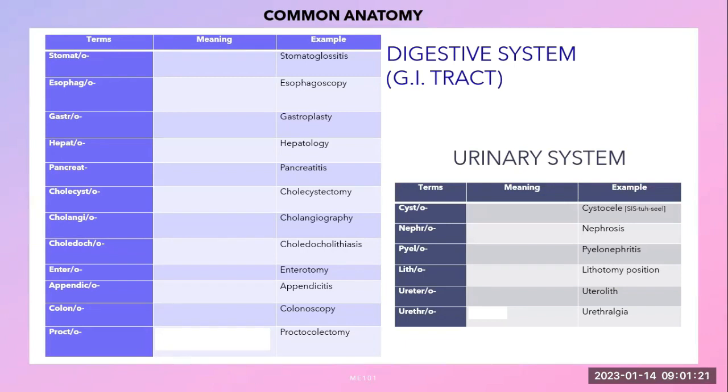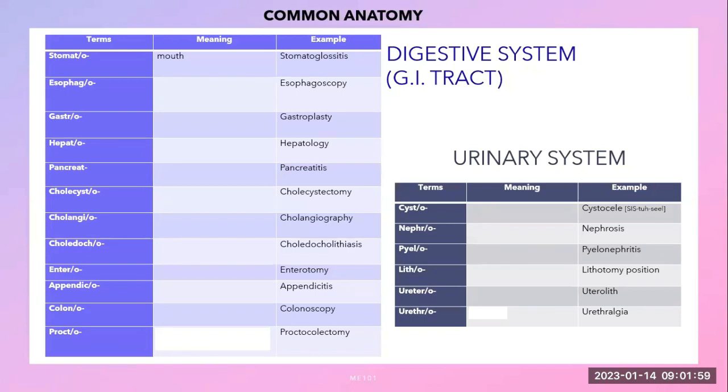All right, so first I'm going to talk about the GI system. It's going to go through from the mouth. So we have a very long word, okay? Stomatoglossitis. So what does it mean? Anyone want to tell me? It's a combined word.